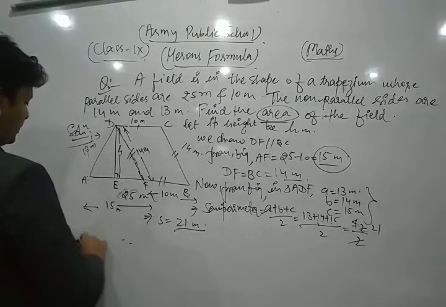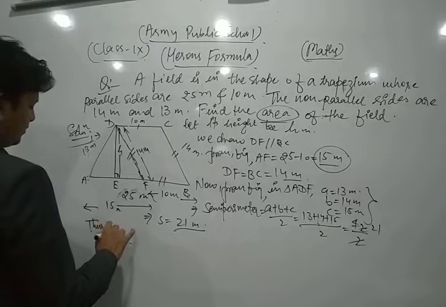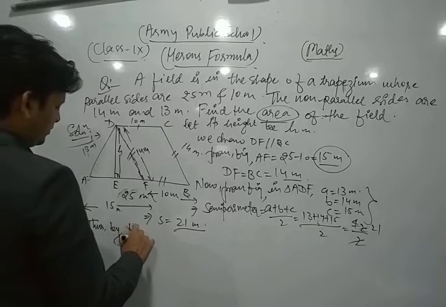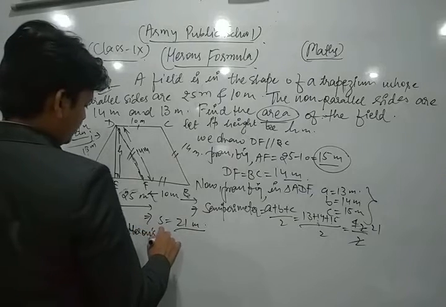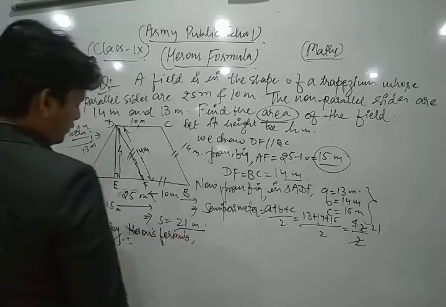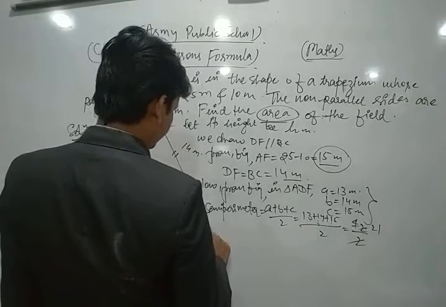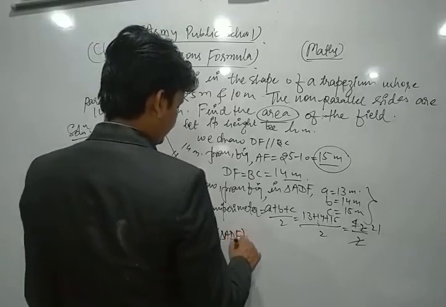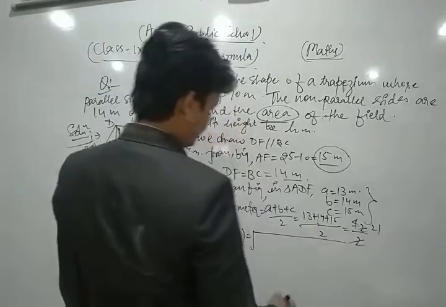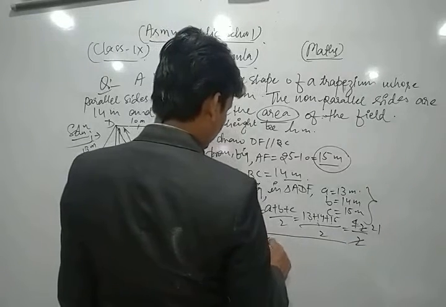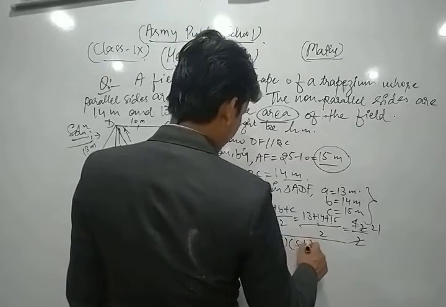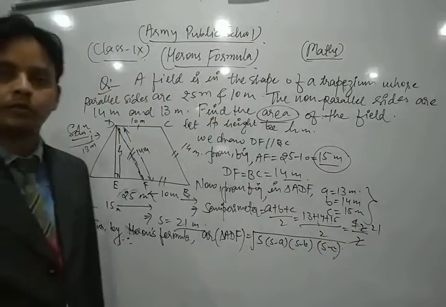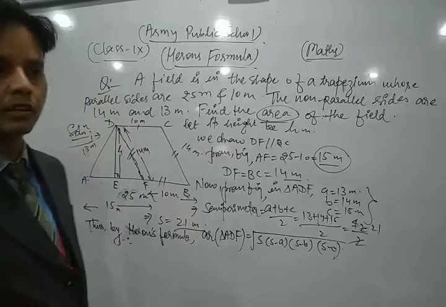Thus by using Heron's formula, the area of triangle ADF is equal to square root of S into S minus A, S minus B and S minus C. First we find the area of triangle ADF.